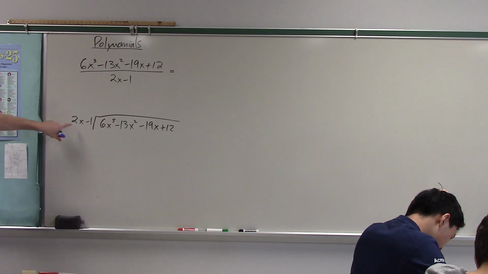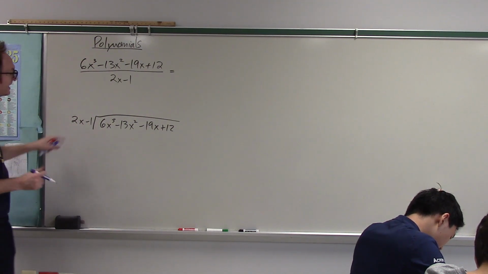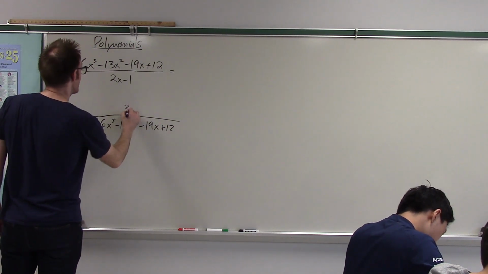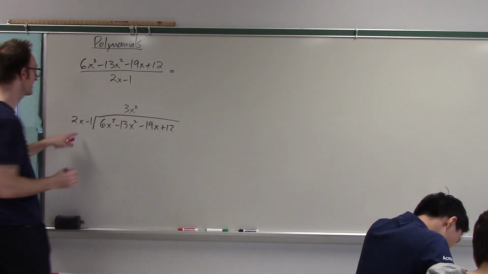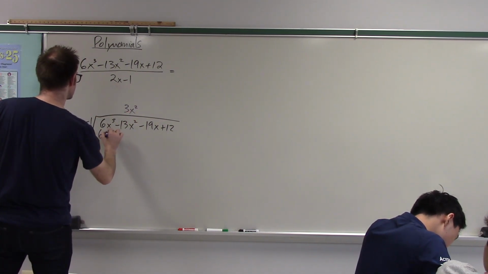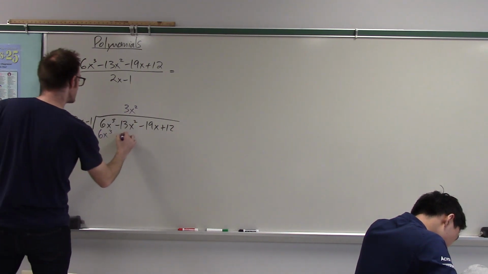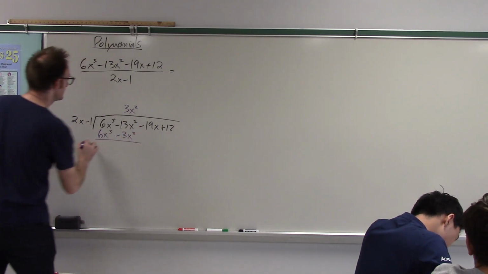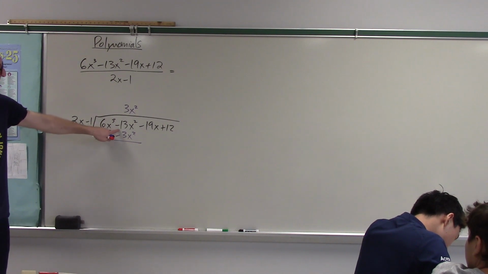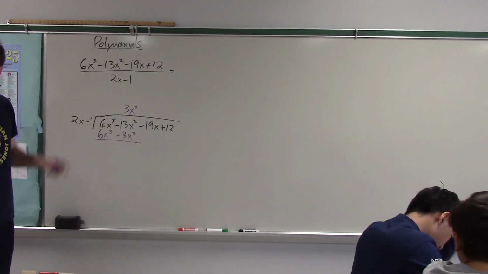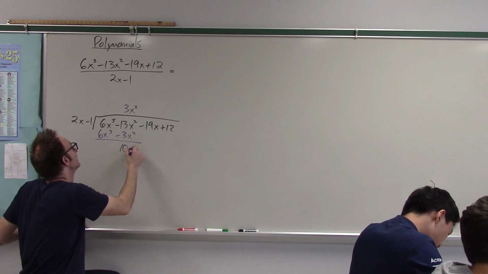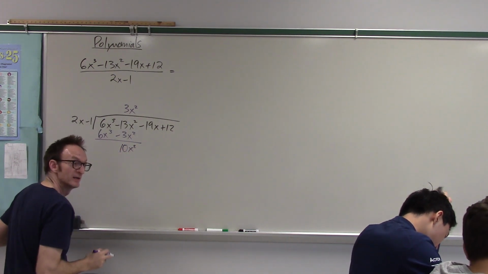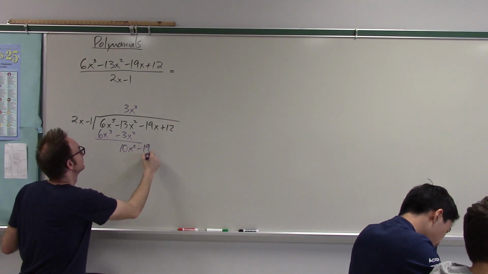Alright, so how many times is 2x going into 6x cubed? The answer is 3x squared times. So you put that up there and then you multiply back through. So it's 6x cubed minus 3x squared. And then you subtract. You have to be careful because that's negative 13 minus negative 3, so that's like negative 13 plus 3. Everybody agree? You bring down the next term.